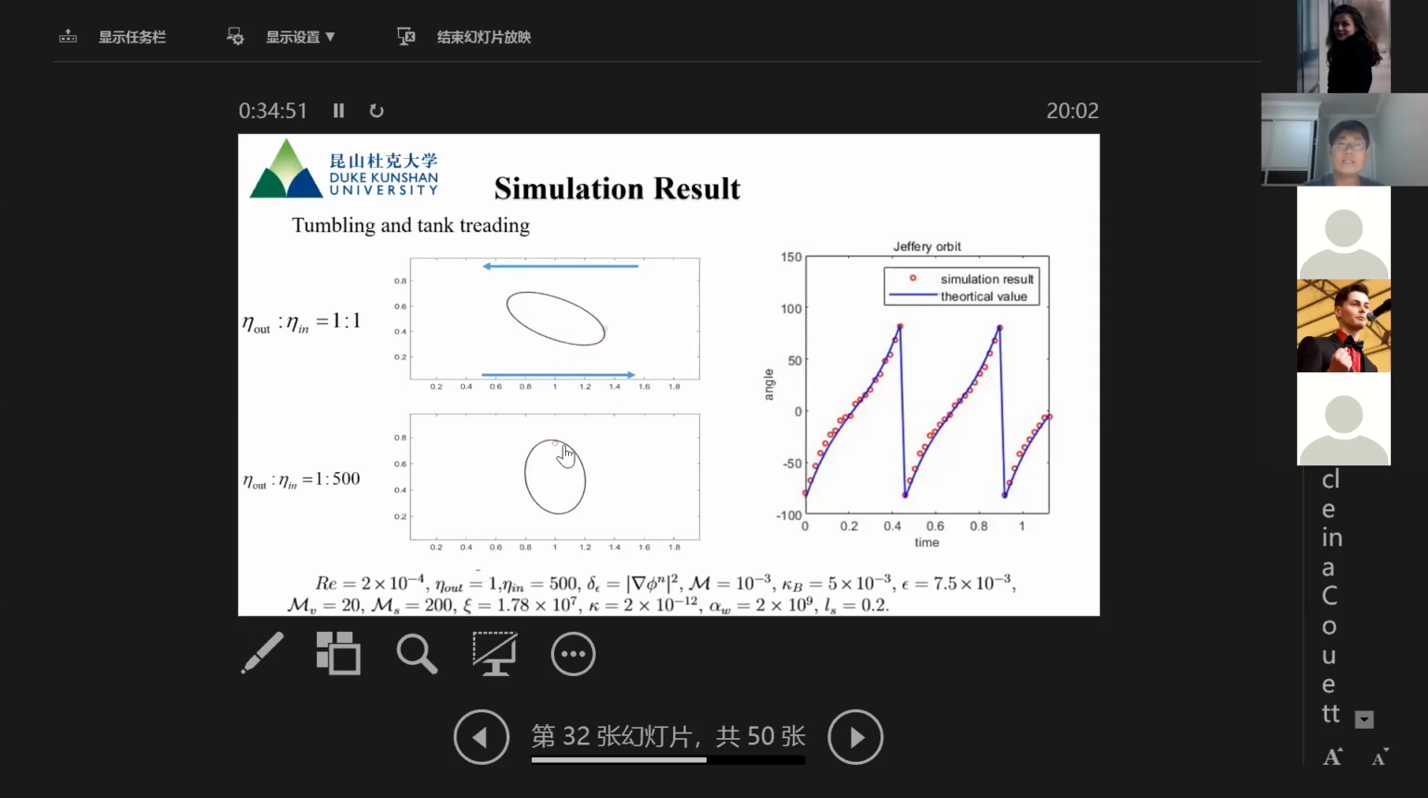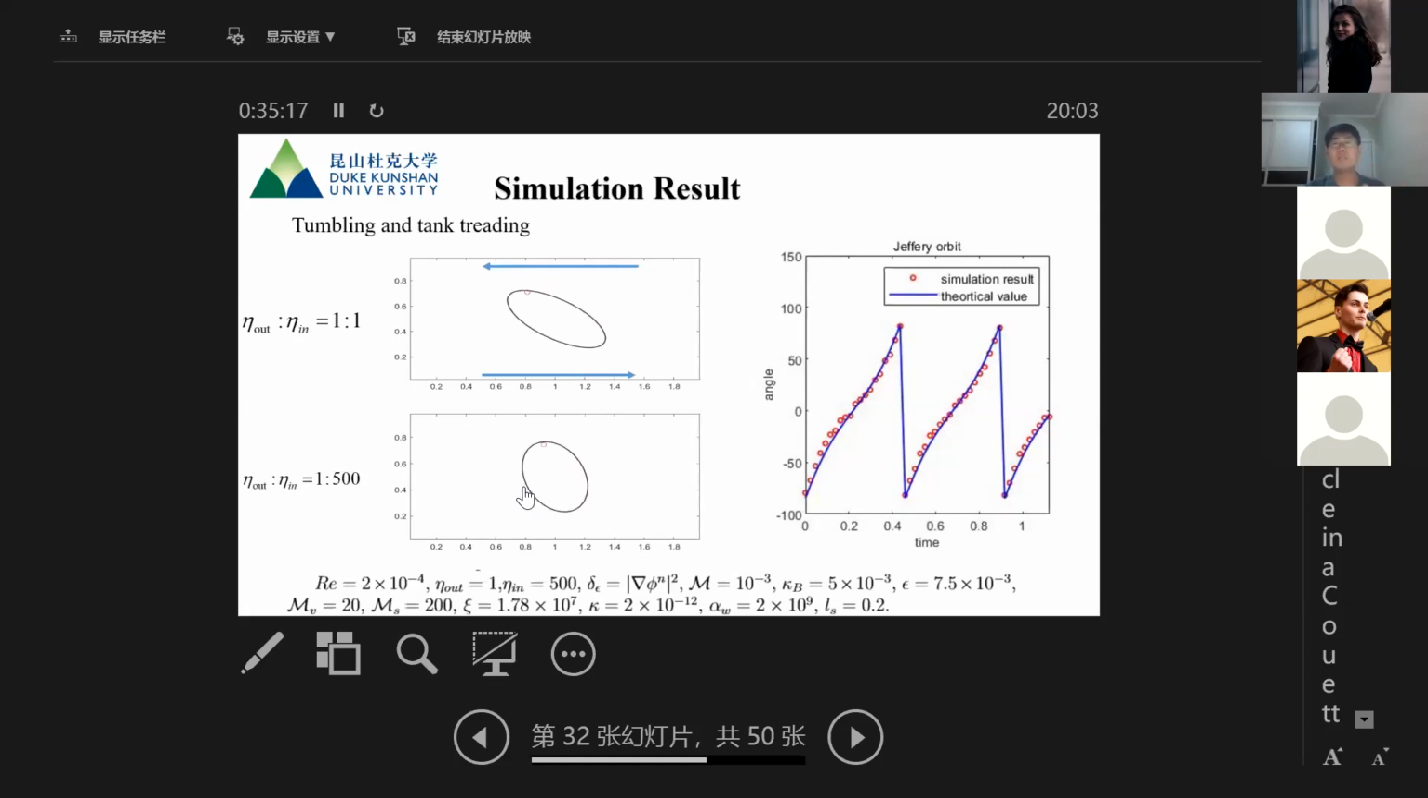Now there is another setup: how about I increase the cell plasma viscosity? Then you can see the difference, okay? So the cell will keep rotating, okay? The red circle is still the fixed point on the cell membrane, okay? So in this case, this is called a tumbling motion of the cell, okay?